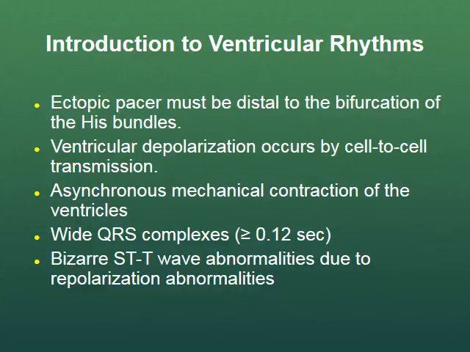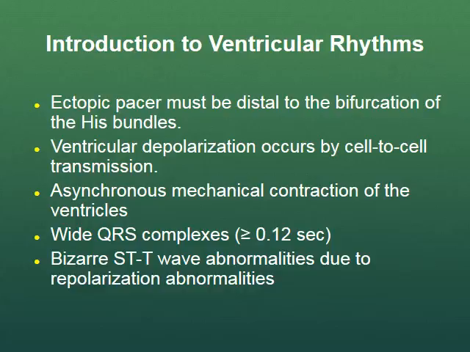In bundle branch blocks, we're still receiving a stimulus from above. It's coming from the SA node, in the atria, the AV node, somewhere. And the block is what causes the wide QRS complex. Here, the reason our QRS complex is so wide is because of that slow cell-to-cell transmission. So different mechanisms, similar end result.